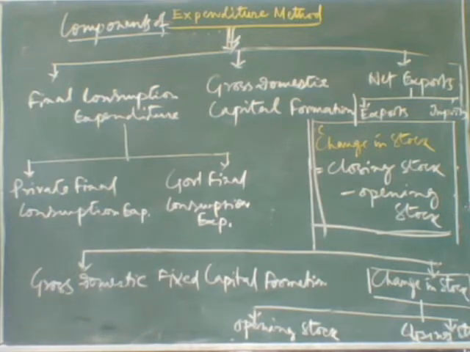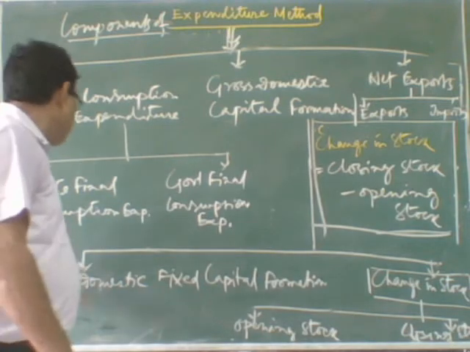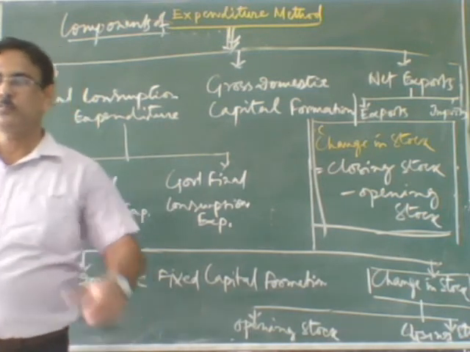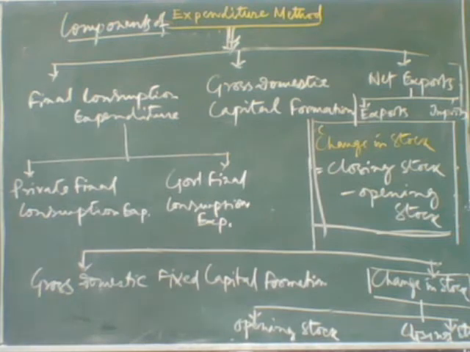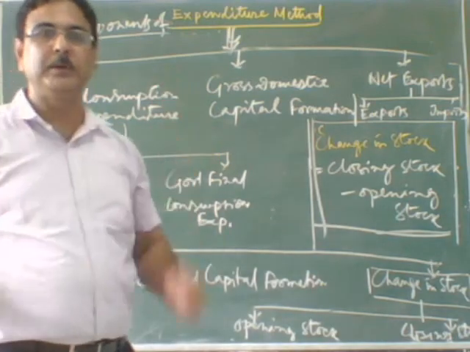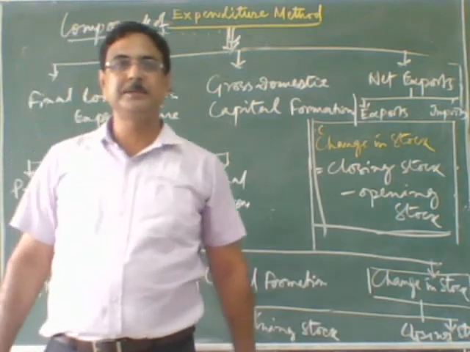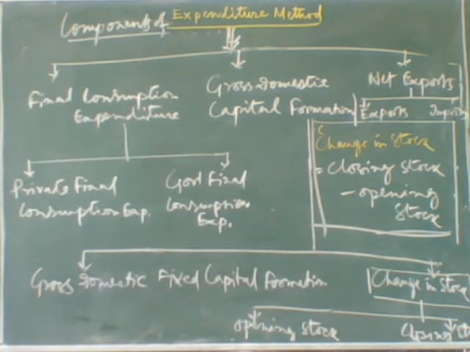Now, what is final consumption expenditure? Final consumption expenditure measures the market value of goods and services. Private final consumption expenditure measures the final goods and services purchased by households during a given period of time. It consists of purchase of durable goods, semi-durable goods, non-durable goods and services, etc. by the consumer. Number two, wages and salaries received in kind is a part of final consumption expenditure.